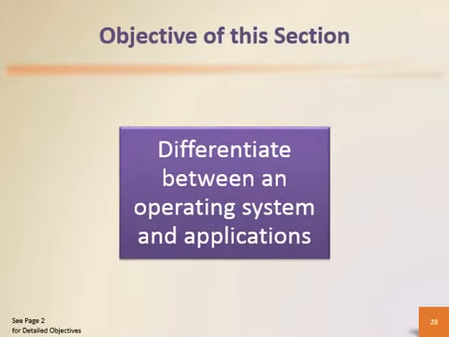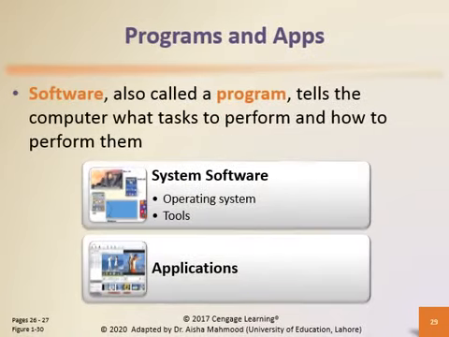After completing this section, you will be able to differentiate between an operating system and applications. Software, also called a program, consists of a series of related instructions organized for a common purpose that tells the computer what tasks to perform and how to perform them. Two categories of software are system software and application software, or simply applications.